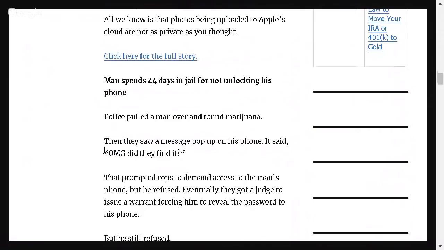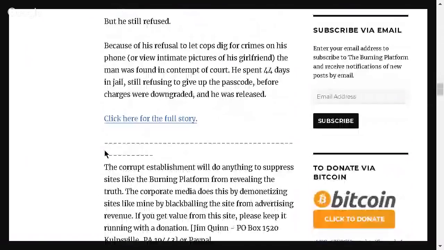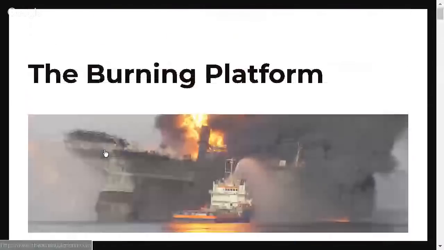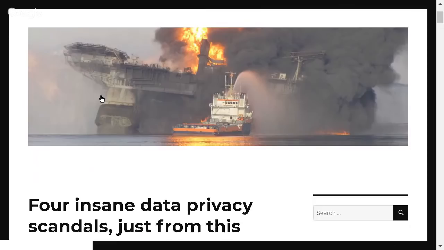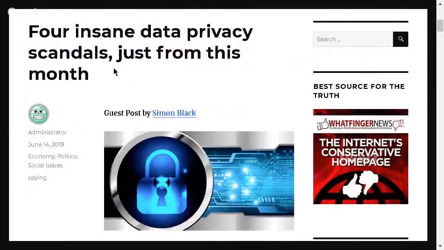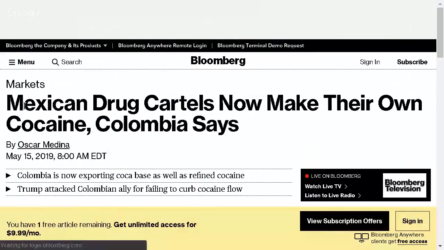Man spends 44 days in jail for not unlocking his phone. And yeah, big tech, this article from The Burning Platform. In other words, big tech, you are on notice. If you don't fix your game, big tech, you're toast. You can't break the internet, but the internet can break you.